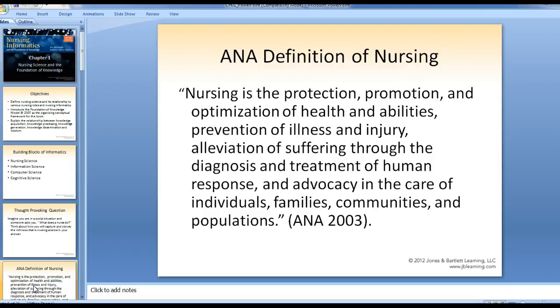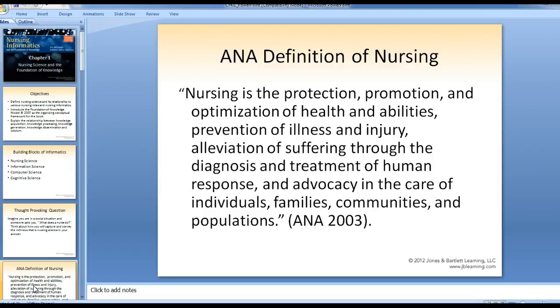Alleviation of suffering through the diagnosis and treatment of the human response. So you know nursing diagnoses. You don't diagnose medical diagnoses as nurses. Maybe as nurse practitioners you do, but again, you do it from the approach of the human response. So when we talk about somebody who is underweight, we say deficient in nutrition with low calorie intake, right? We don't say that somebody is malnourished. We use it from that approach, the human response approach. And our job is to alleviate suffering looking from that human response approach.